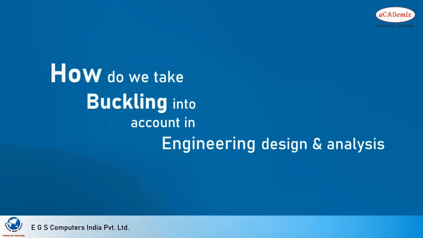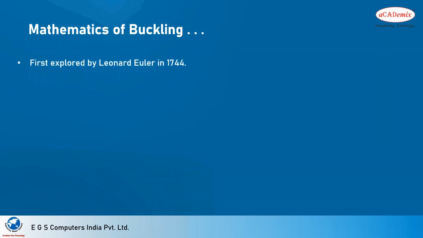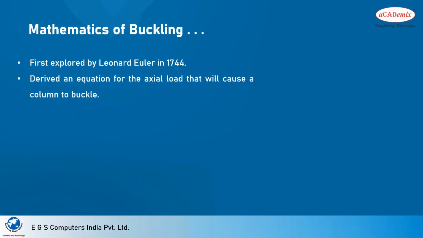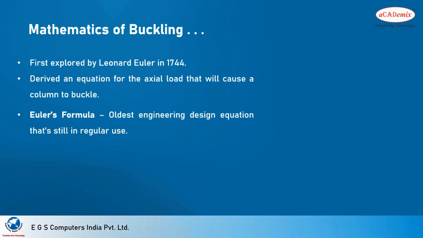Okay, how do we consider buckling in our engineering design and analysis? For that, we need to travel back to the 18th century. The mathematics of buckling was first explored by Leonhard Euler in 1744. In his book Calculus of Variations, he explained an equation for the axial load that will cause a column to buckle. It is one of the oldest engineering design equations that is still in regular use. That is called Euler's equation.